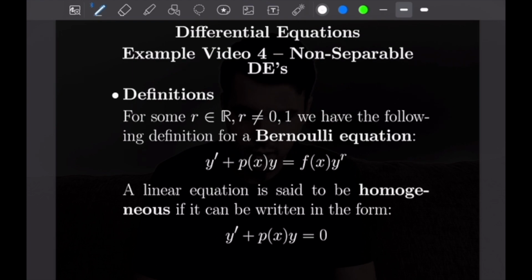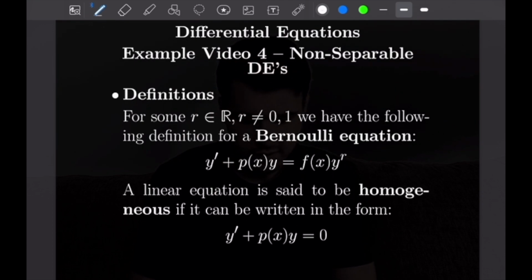For some little r, which is a real number, where little r is not equal to 0 or 1, any equation that can be written in the form y prime plus p of x times y equals f of x times y to the r is a Bernoulli equation. So this is going to be a specific type of non-separable linear differential equation for which we have a process. And then we have the following definition for a homogeneous equation.